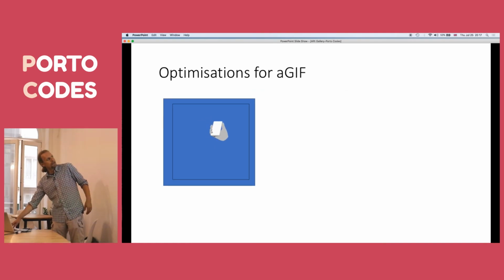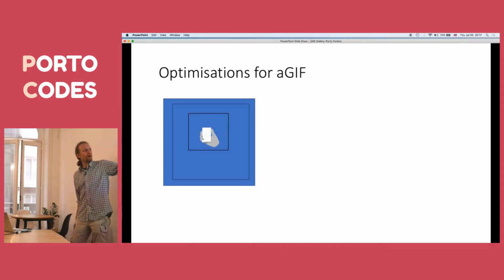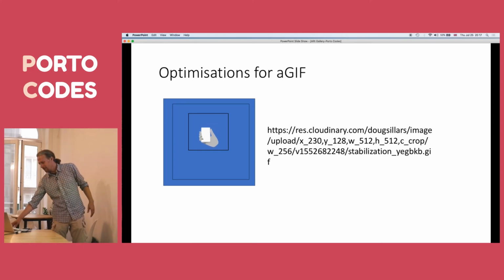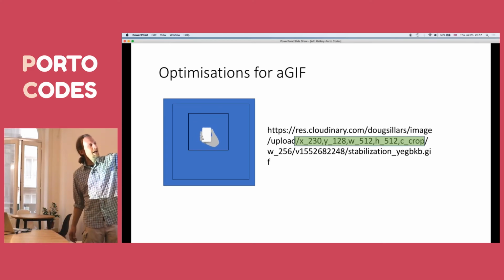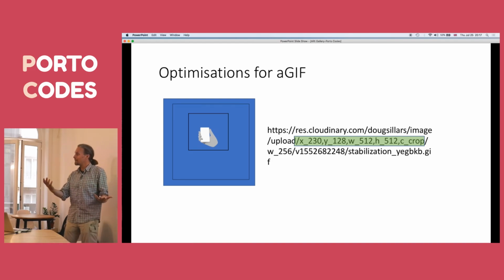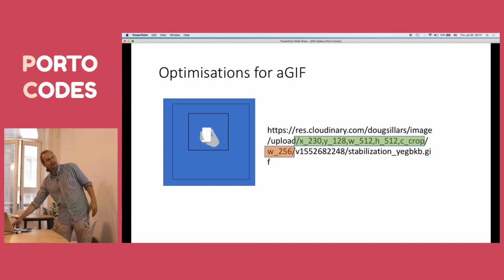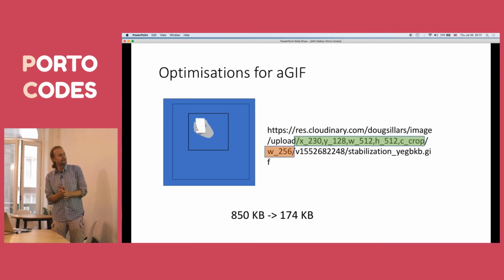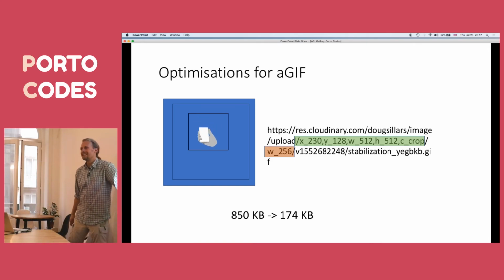Animated GIFs tend to be really large files. So I decided I was just going to crop it down to the part that really matters, because who cares about all of this white space that's just there? I uploaded it to Cloudinary, and I found this point, which is x230, y128, and I made it 512 by 512 because it has to be a power of 2. And then I decided, well, it can be 256 by 256, that's good enough. And that made it go from 850K to 170 kilobytes.